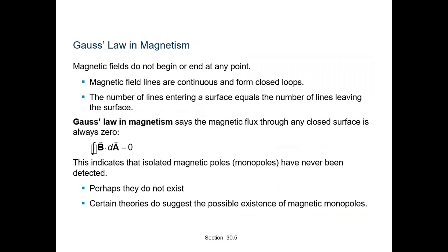Now see how this is related to Gauss law. The Gauss law in magnetism: magnetic field lines do not begin or end at any point. The magnetic field lines are continuous and form closed loops, so the number of lines entering a surface is equal to the number of lines leaving the surface. So Gauss law in magnetism says the magnetic flux through any closed surface is always zero: the closed surface integral of B dot dA is equal to 0. This indicates that isolated magnetic poles have never been detected. The monopoles have never been detected, so perhaps they do not exist. Certain theories do suggest the possible existence of magnetic monopoles.